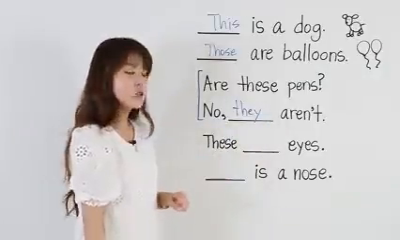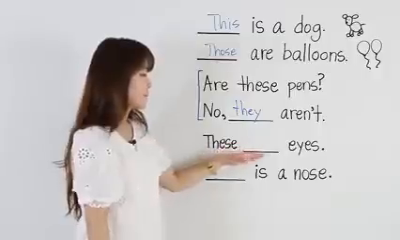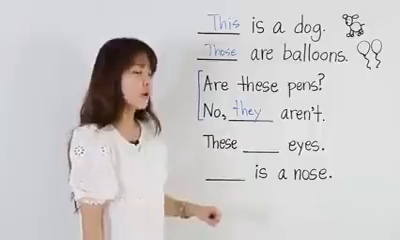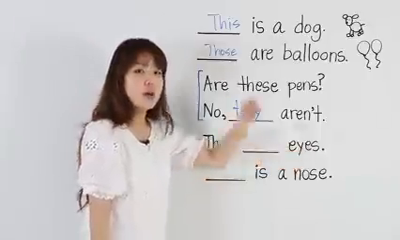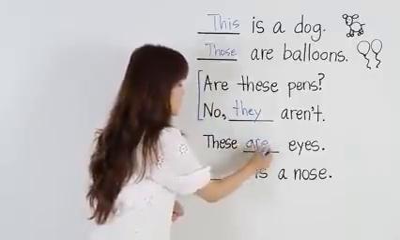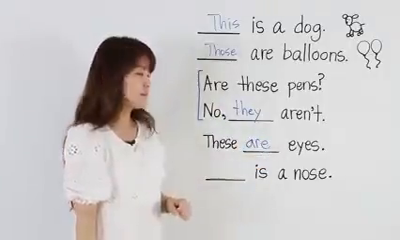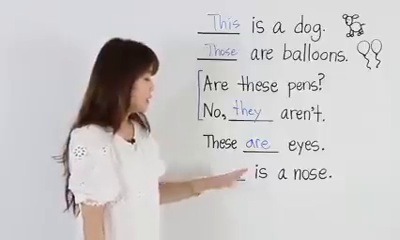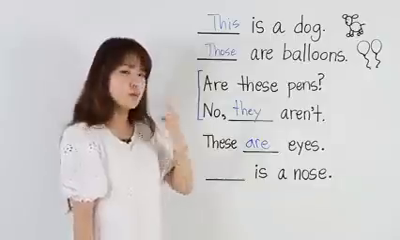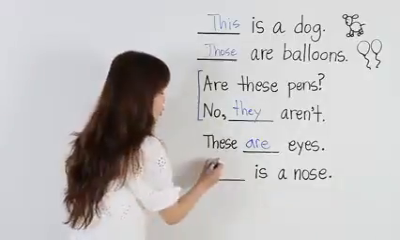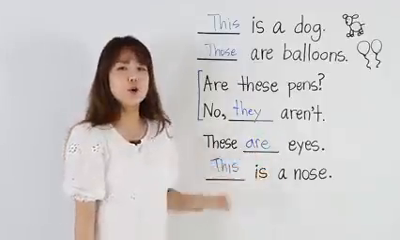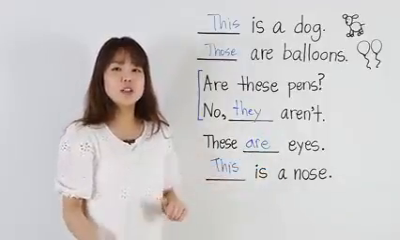The next one, these eyes. We need a be verb. There's more than one, right? There are two eyes. So these are eyes. And here is a nose. One nose, and it's close. So I have to say this. This is a nose. Okay, let's move on to the next part.